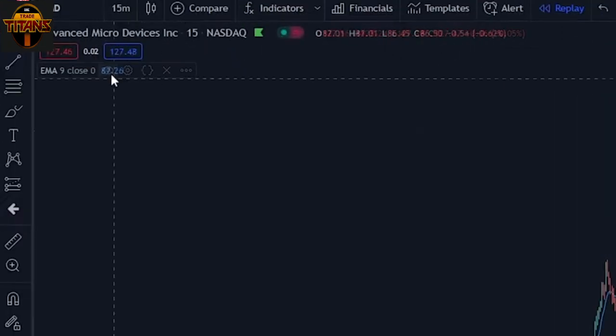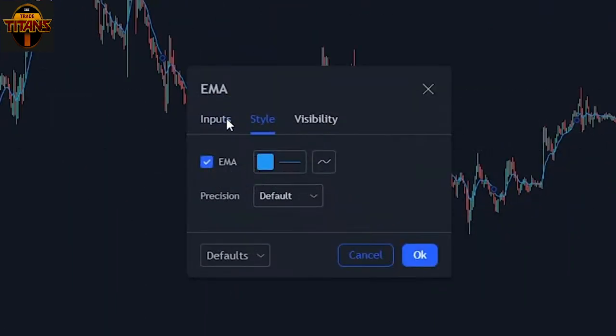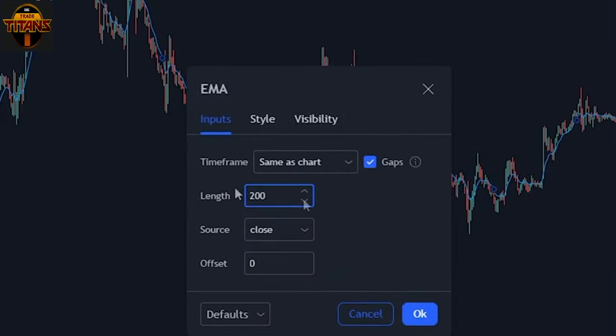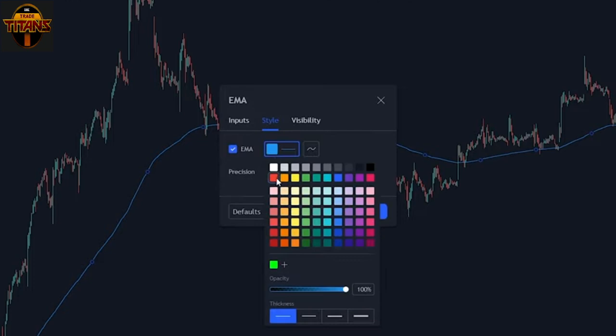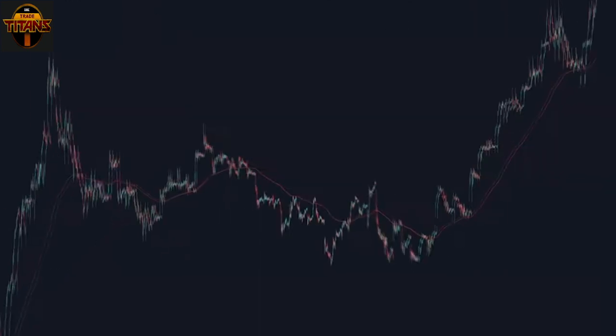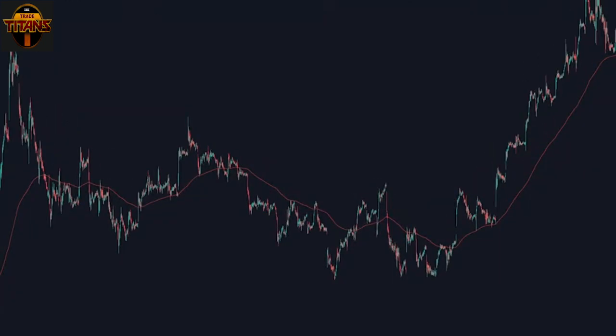Then go to the settings of the indicator and change the length to 200. This will give us a 200-day moving average. I'm also going to change my line to red just so you can see it better, but this is optional. So with this strategy, we will only enter a trade if the chart is in an uptrend, which means we will only enter a trade if the price is above the 200-day line.